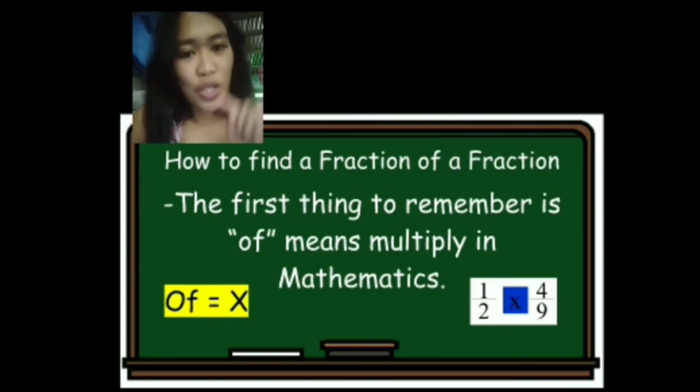So here, how to find a fraction of a fraction. As I mentioned earlier, a fraction represents a part of a whole, and more generally any number of equal parts. The first thing to remember is that the word "of" means multiply in mathematics. So "of" is equal to times. Okay, let's move on to another slide.